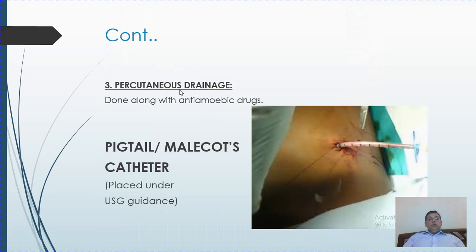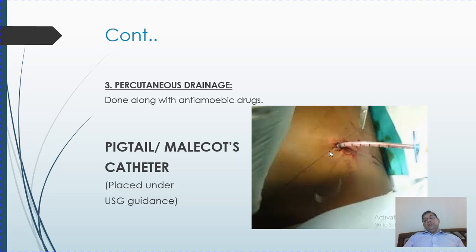Or you can do percutaneous drainage. It can be done by using a pigtail or a Malecot catheter. And if you look at this diagram, this is actually a Nelaton drain. You can put in a Nelaton drain, you can put in a thoracic tube drain, you can put in a Malecot or a pigtail catheter, and sometimes even a Foley catheter. But this is all done under ultrasonographic guidance.